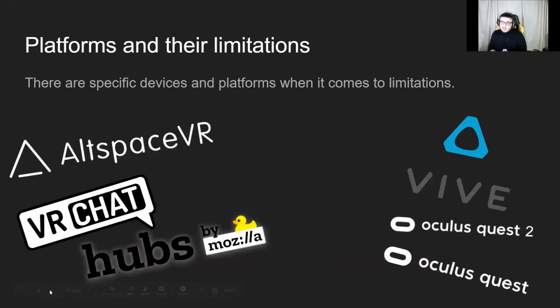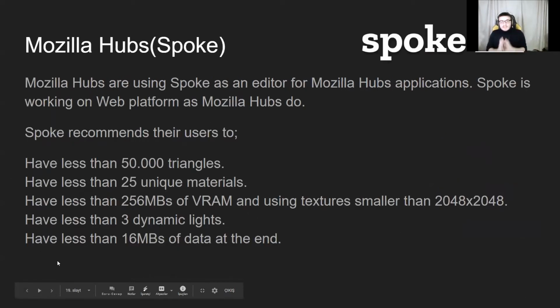So we have platforms and devices. Of course, devices have their own limitations, and the platforms have their own limitations. We have AltSpace VR, VRChat, and Mozilla Hubs as our platforms, and we have HTC Vive, Oculus Quest 2, and Oculus Quest as our devices, as you all know. Each of them has its own specific limitations. Let's talk about Mozilla Hubs first. Mozilla Hubs uses Spoke as an editor, and Spoke works on web platforms as Mozilla Hubs does.